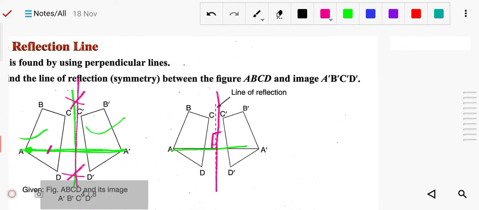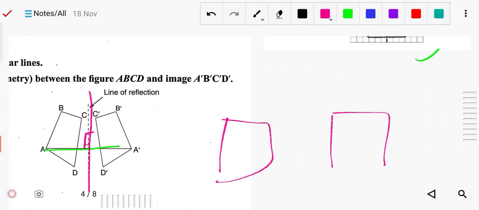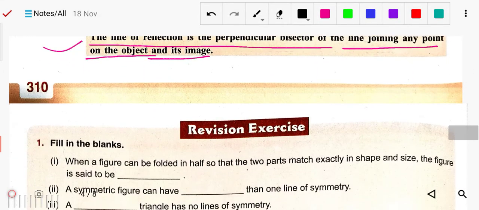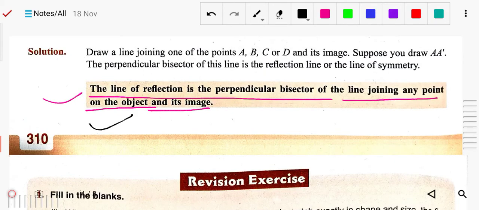Suppose you have these two images. Now you have to draw the line of symmetry. The line of symmetry is not given, so what you have to do is join any two points. After joining, you have to draw the perpendicular bisector, dividing it into two equal parts. You can take the help of a compass, put the metal tip over here, stretch it to more than half, make one cut here and one cut here. From this point again cut it and just join it. So this will be the line of symmetry. So simple. So this is the line of reflection, the perpendicular bisector of the line joining any point on the object and its image.